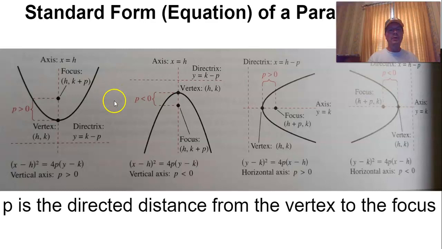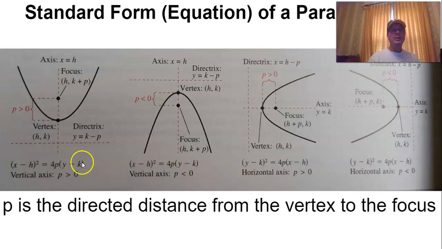Now, the thing that I do want to point out, down here at the bottom, it looks like four different formulas depending on the case. There's really only two. In the up or down parabola case, the standard form is (x minus h) squared equals 4p times (y minus k). Both of these are identical. And the thing to notice is it's really the x that's being squared. The y is to the first power.